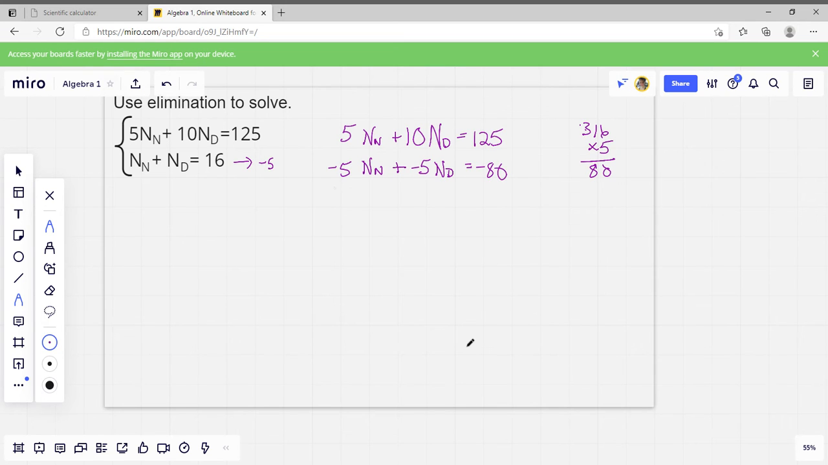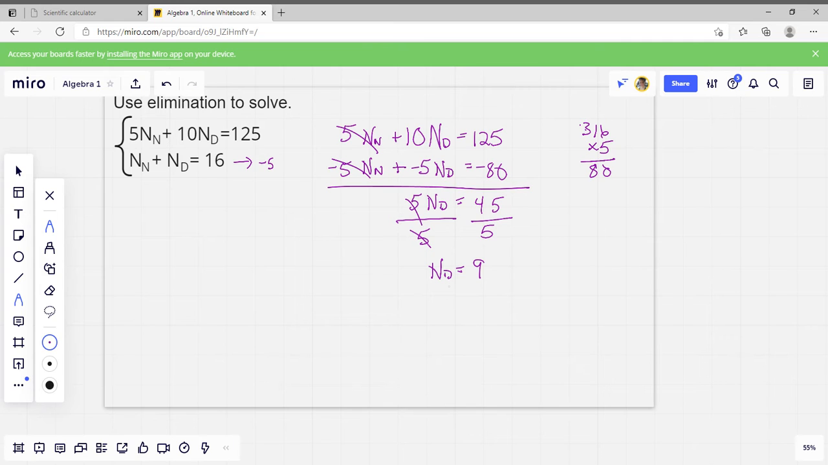And then I'm going to put these together. So those cancel. And then I would get 10 minus 5 is 5 times the number of dimes equals 125 minus 80, which is 45. Then I'm going to divide by 5. And I get my number of dimes equals 9. So the number of dimes is 9.